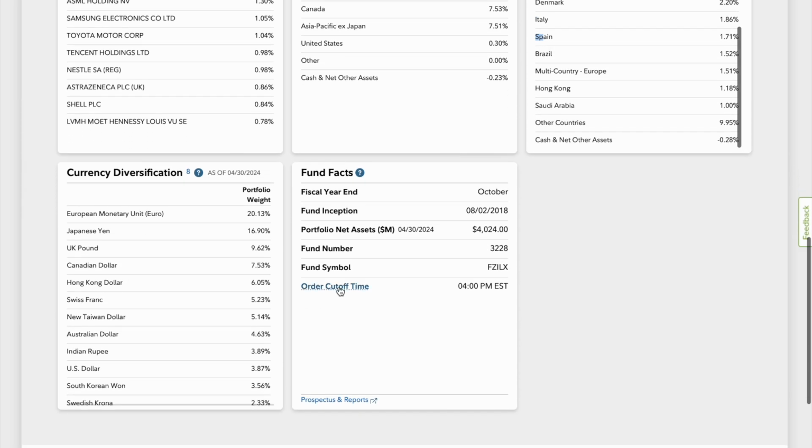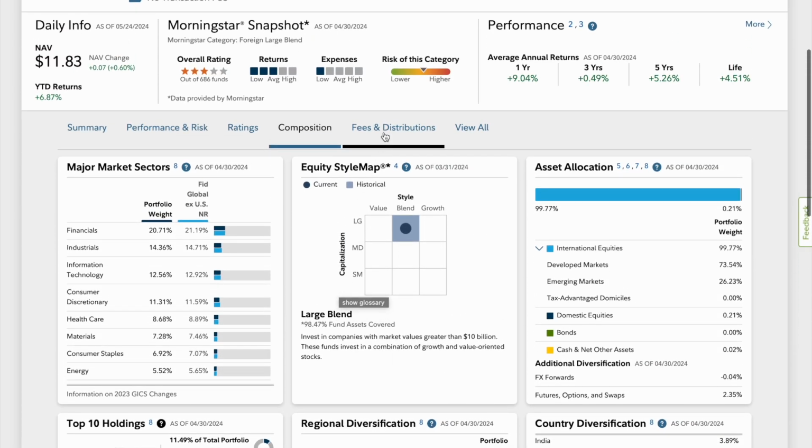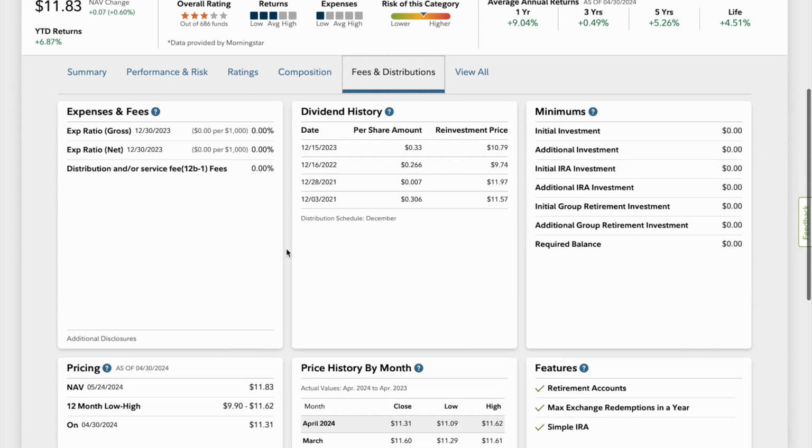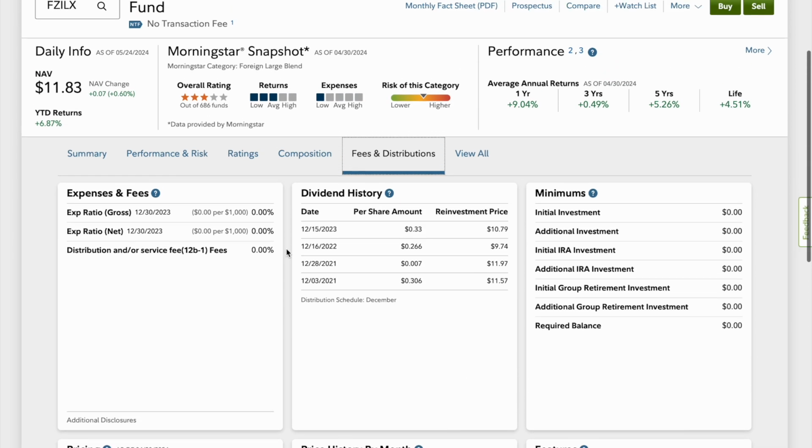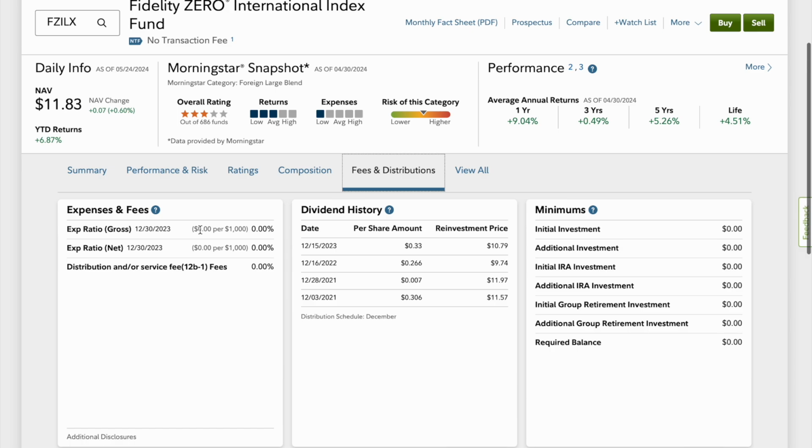So now let's review the fees and distributions. And as you can see here, for FZILX, you have an expense ratio of $0. So you're not paying anything, which is awesome. But let's look at the dividends here. From December 15, 2023, you got 33 cents per share. In 2022, you got 26 cents per share. So you're getting paid basically once a year in dividends. So you have to hold it, and in December, they will give you a payout.